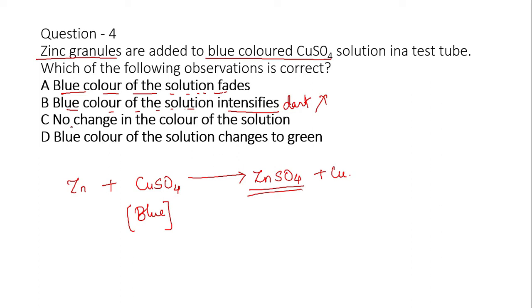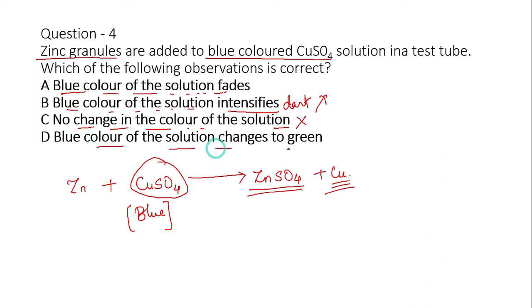Then option C says no change in the color of the solution. So does the blue color not change? The answer is no. Yes, the blue color has to change because CuSO4 has disappeared from the equation on the product side, right? So that means the blue color which is due to CuSO4 should change, right? So there will be a change. So this is also incorrect.